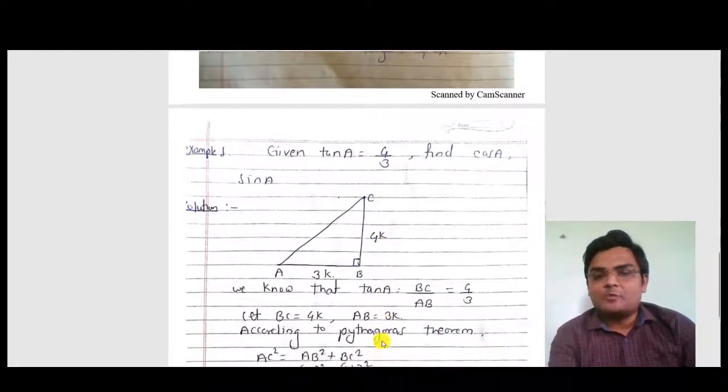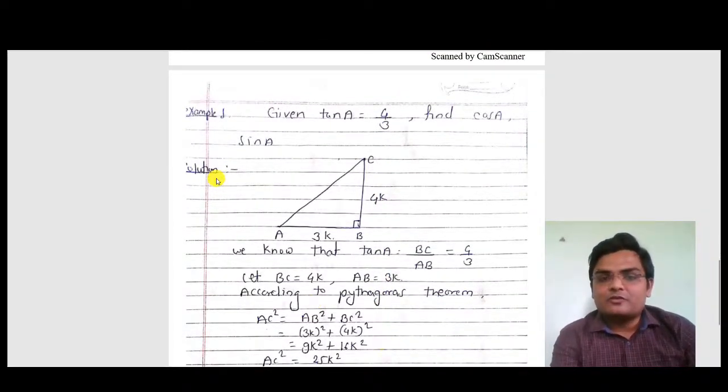So we will solve some problems regarding these trigonometric ratios. Suppose given tan A is 4/3. So find cos A and sin A. First, draw the right angle triangle ABC. Tan A means opposite upon adjacent of angle A, so we will write 4K upon 3K. Did you understand? If you draw this figure, then only it is easy to solve this sum. So we know that tan A is equal to BC upon AB, 4/3.